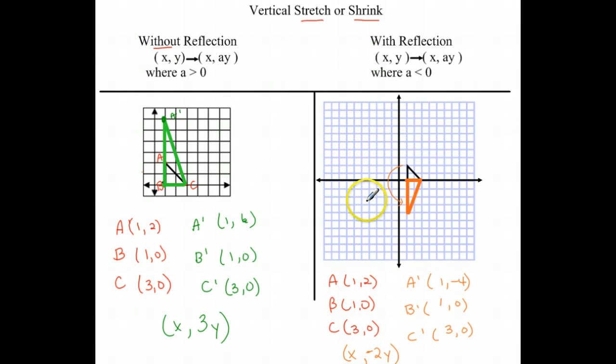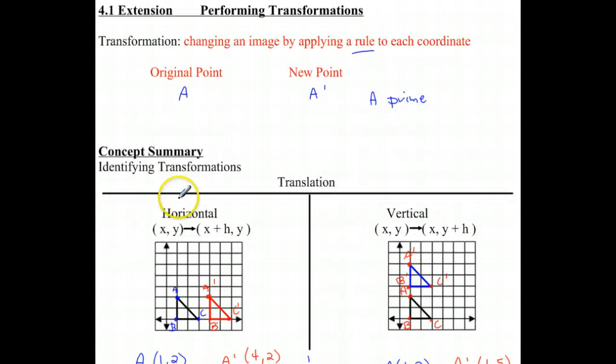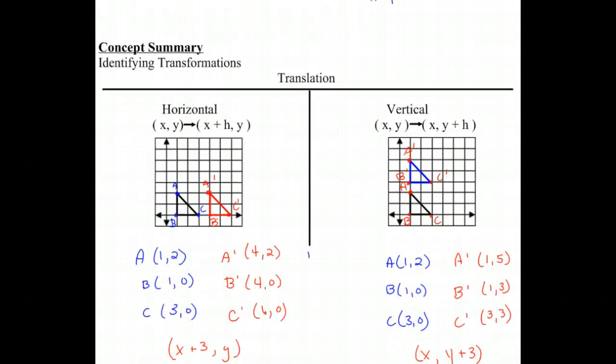The most important thing when you're trying to determine what the rule is, whether it's a stretch, a shrink, a reflection, or without a reflection, or even if we are talking about a translation or a slide, is that your rule is consistent and that you see the same change happening from A to A prime, B to B prime, C to C prime.